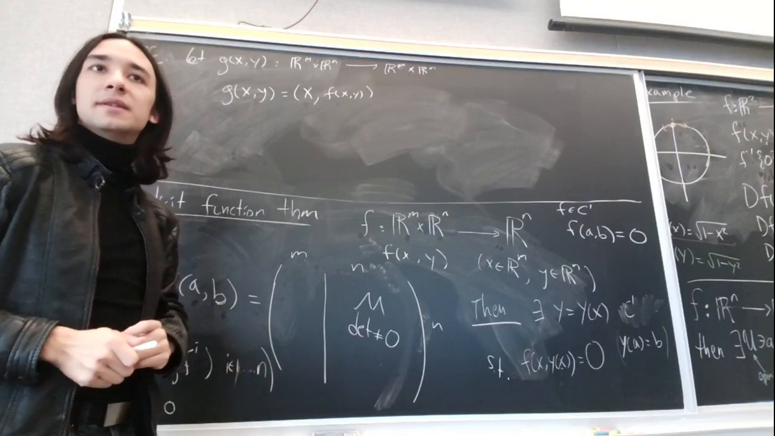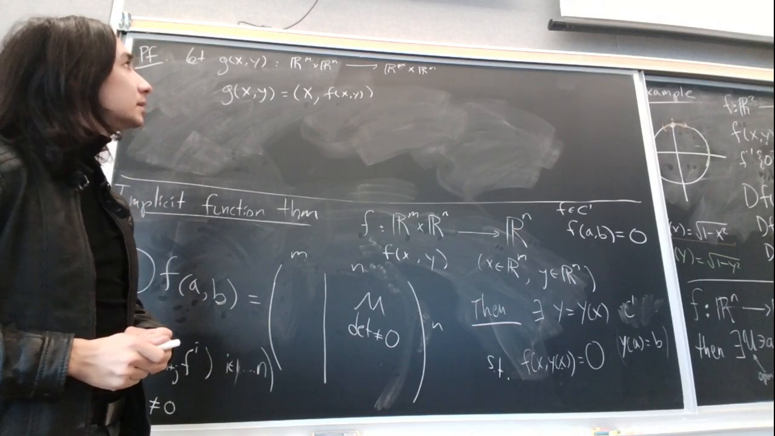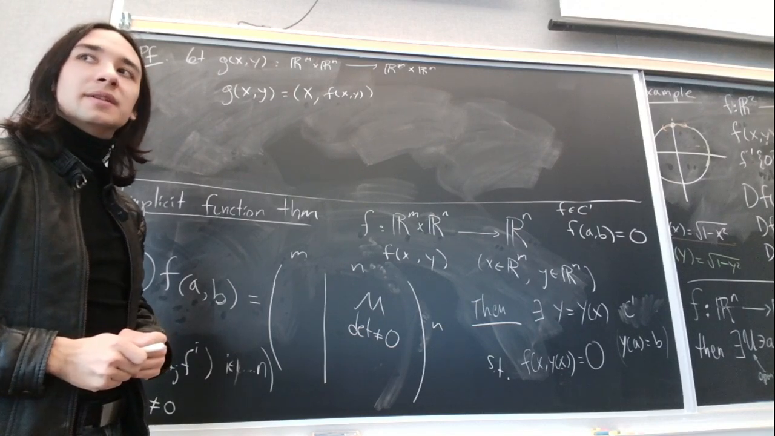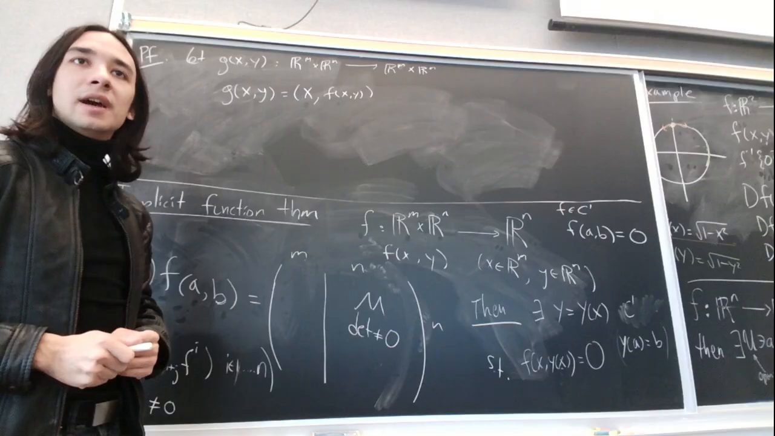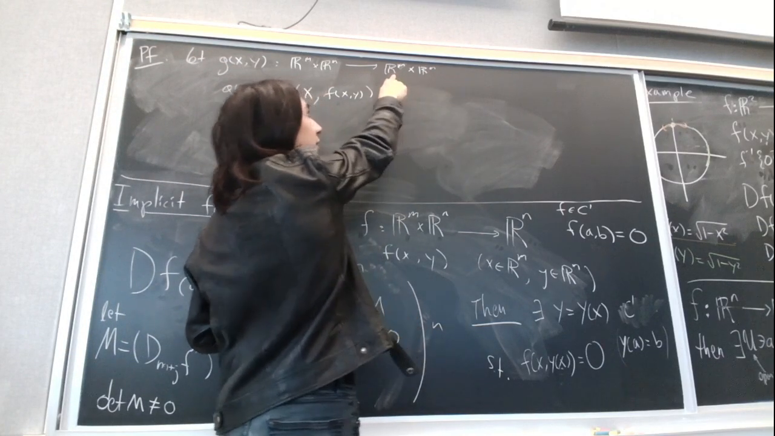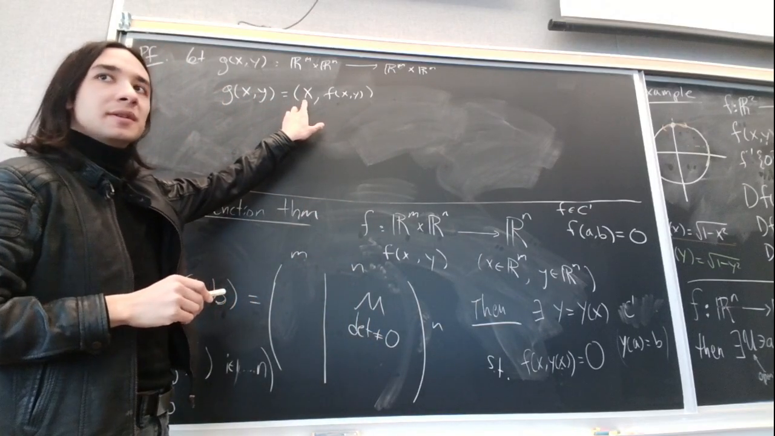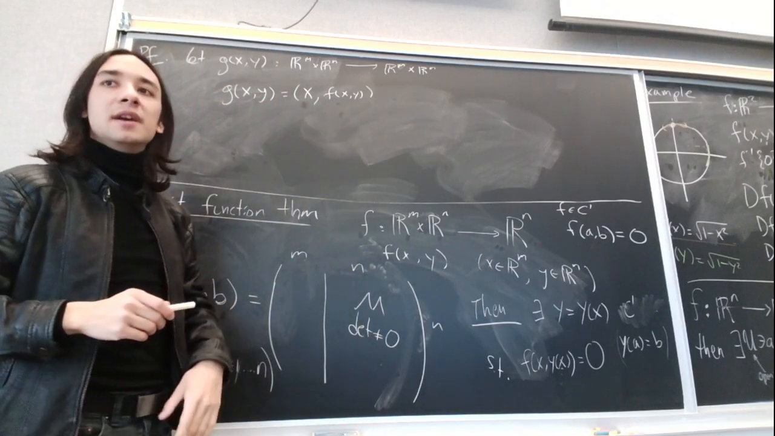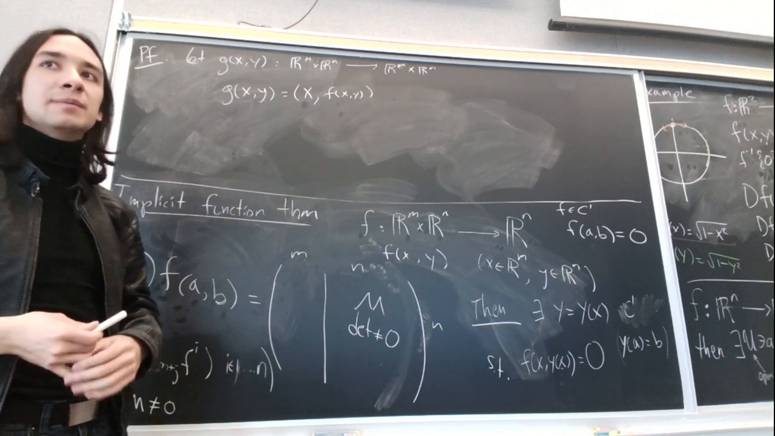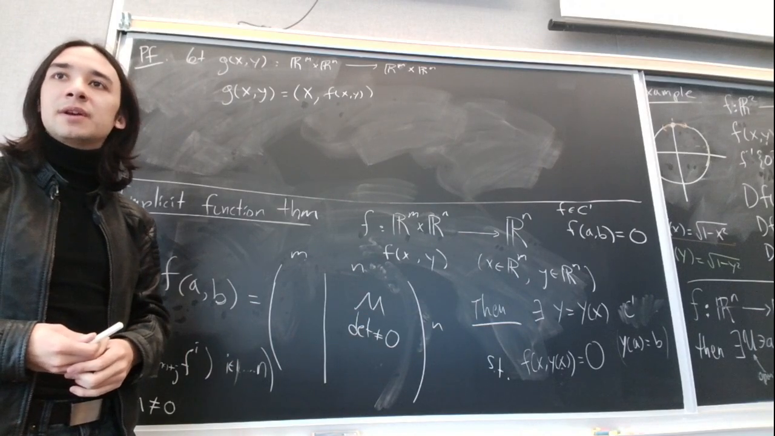Do we all agree with how I extended this function? It used to be just a function into Rn. I threw in another extra Rm and just padded it with x, so I made it map to x and f of x, y. Now it's a function from the same dimension to the same dimension. Theoretically, could I apply the inverse function theorem now, or is there something I need?